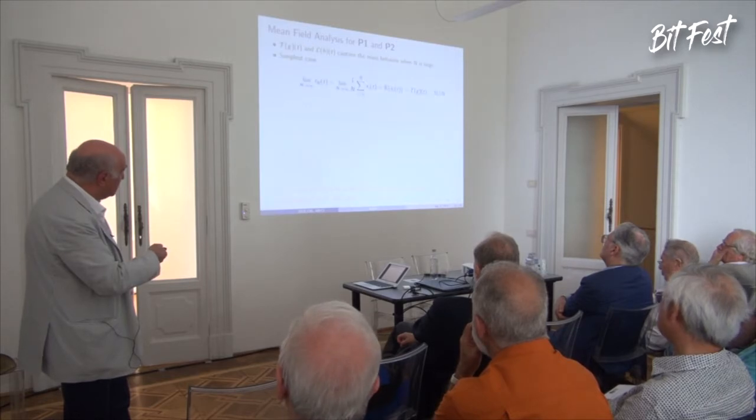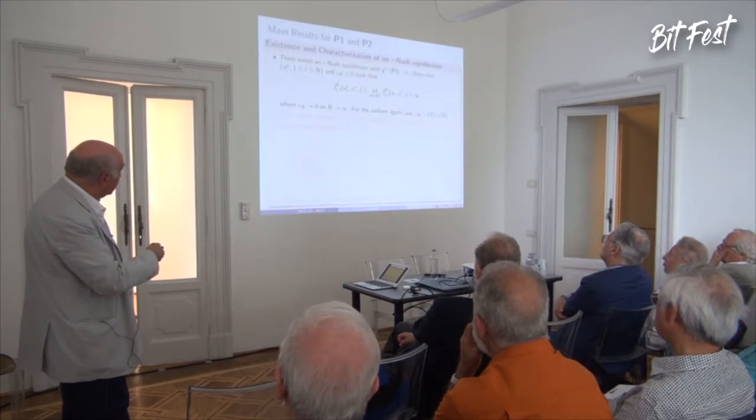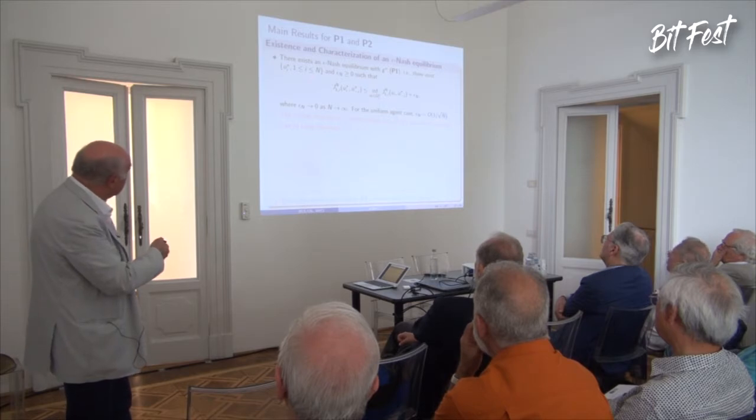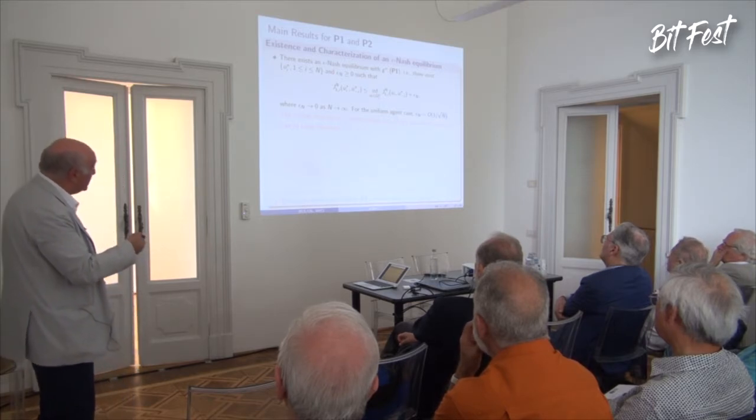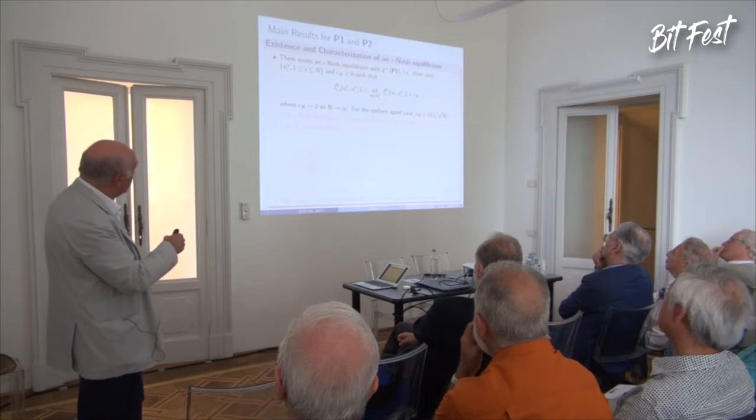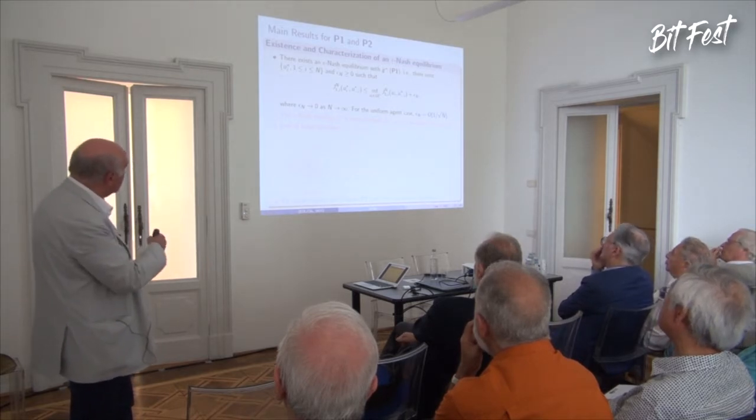So the next thing, to close the loop, is to say, okay, let's say that we have a game with n sufficiently large, but not infinite. Can we use the solution given through the mean field approach as an approximate solution to the original problem? What one has to show is that you have an epsilon Nash equilibrium in that case. And that can be shown. There exists an epsilon Nash equilibrium with G star for P1, and for the other one you use H star.